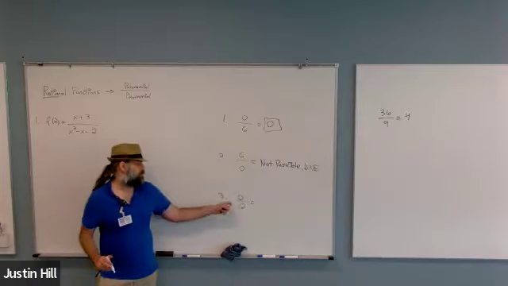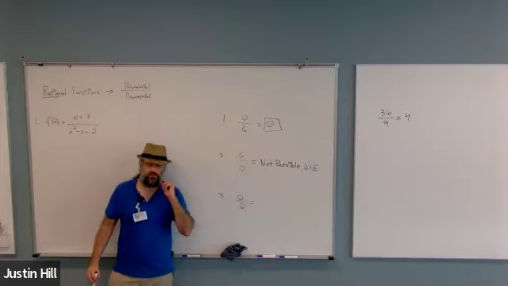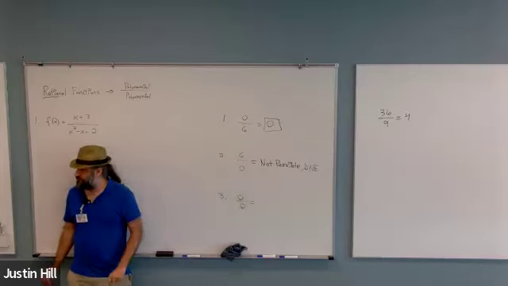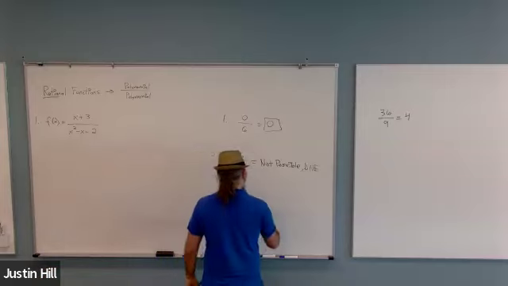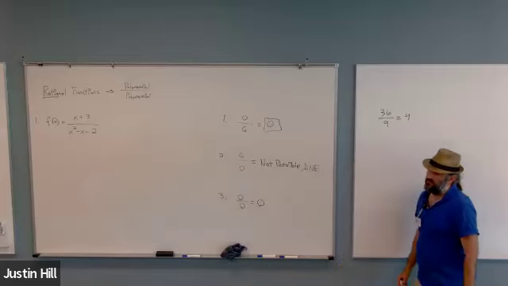Then I think the funnest one, 0 divided by 0. So 0 times what gives you 0? And that does work. 0 times 0 gives you 0. Is this the only answer?